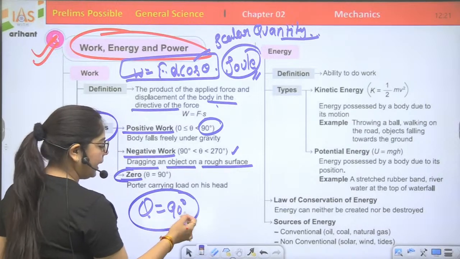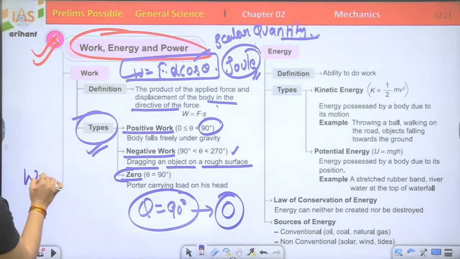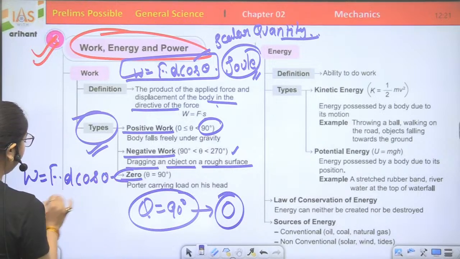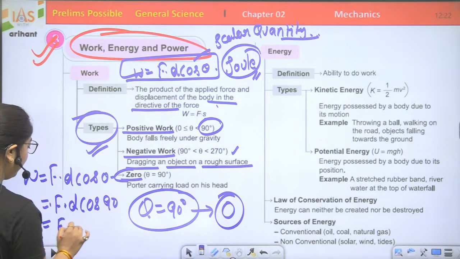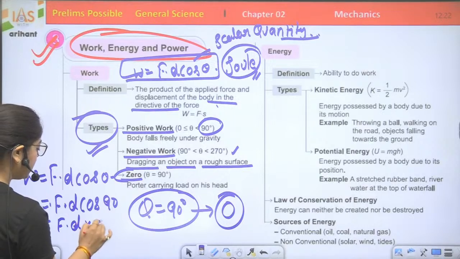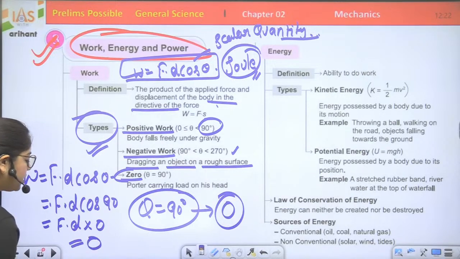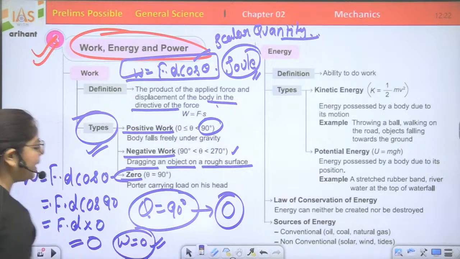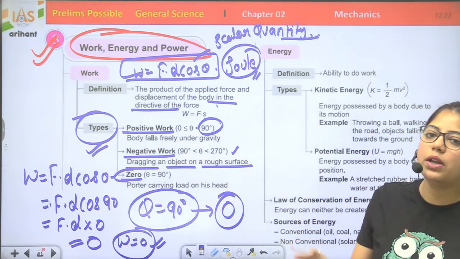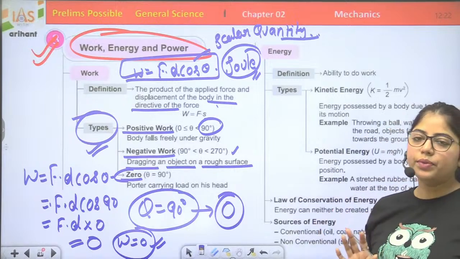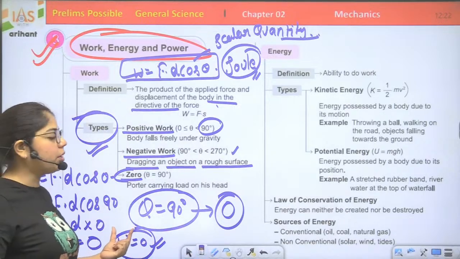So for theta of 90 degrees, the value of cos 90 degrees is 0. In F into d into cos theta, if we put the cos theta value for 90 degrees, F into d cos 90 is 0. We multiply force and displacement by 0, and it ultimately becomes 0, so work is equal to 0. Work is 0 when theta is 90 degrees, since cos 90 degrees is 0. Also, if there is no force applied or no displacement, work automatically becomes 0.